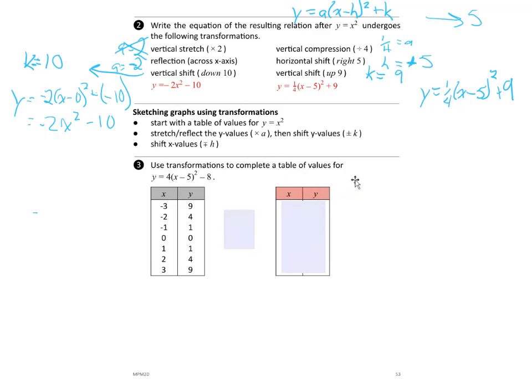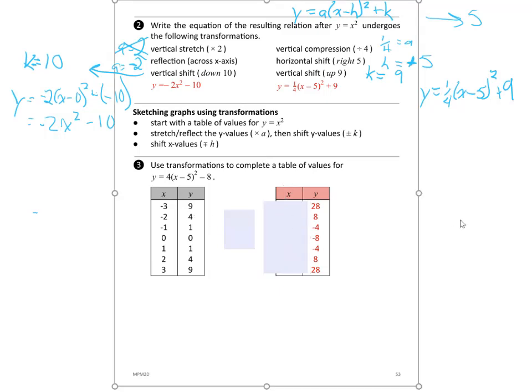Okay, let's use transformations to complete this table of values. The way I would do this usually is I would just follow this, actually. Multiply by a. So multiply 9 by 4, then subtract 8. 9 times 4 is 36. Subtract 8 should be 28 for our first y value. Good.